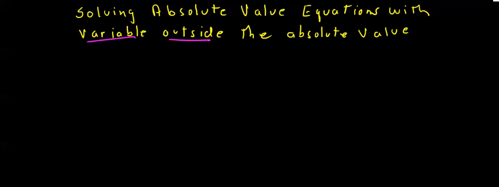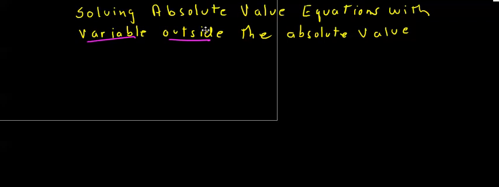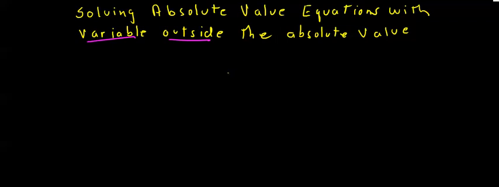Hello, this is a short video presentation on solving absolute value equations where the variable is outside the absolute value. First of all, I want to look at something very basic that should be common sense. One, absolute value is always positive.